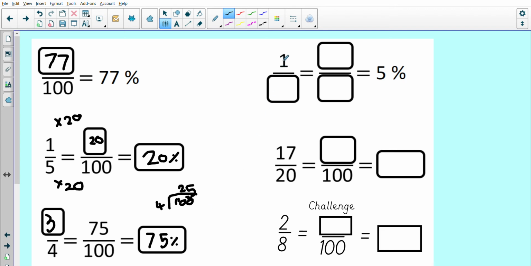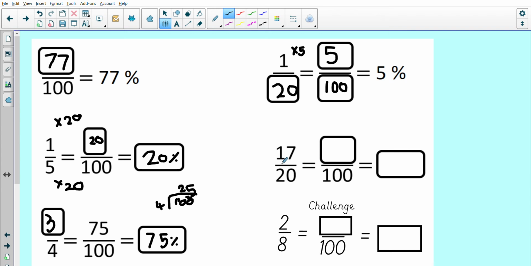Right. 1 out of something equals 5%. I don't know what this is. Well, 5% I know is 5 out of 100. So how have I got from 1 to 5? I must multiply by 5. So again, I haven't got this number, but I've got this one. I'm going to have to use the inverse. How many times does 5 go into 100? It goes in 20 times. So 1/20 is equivalent to 5/100, which is 5%.